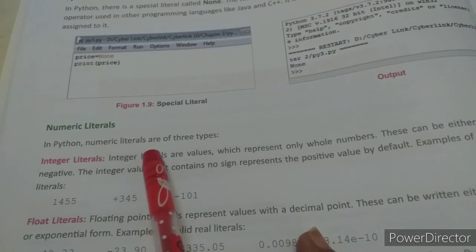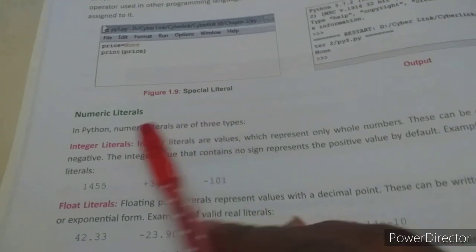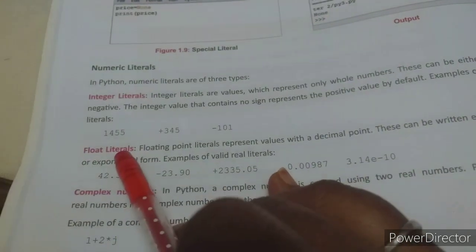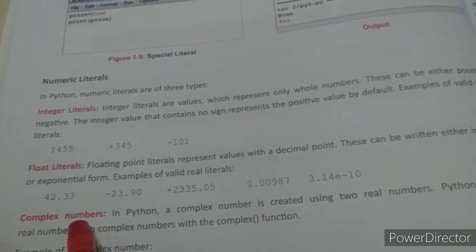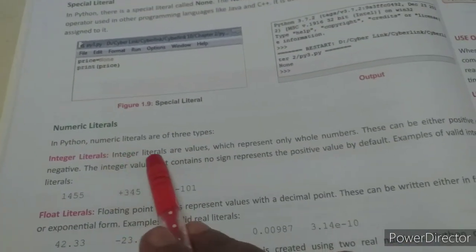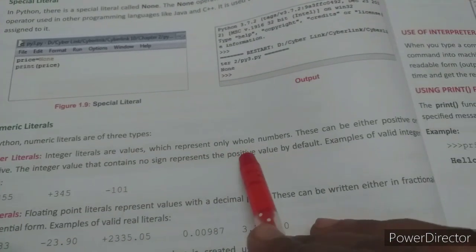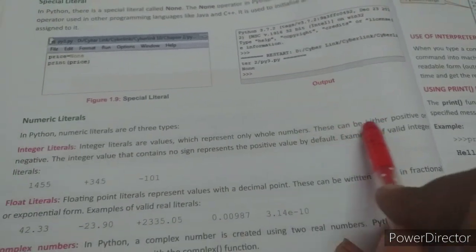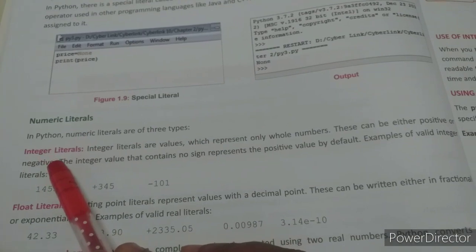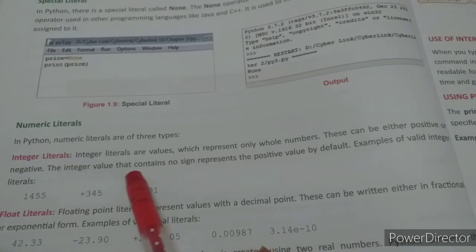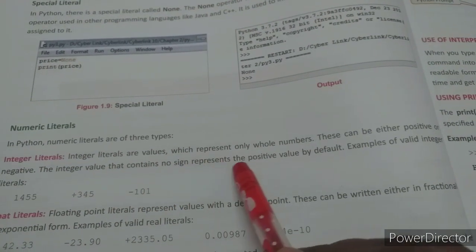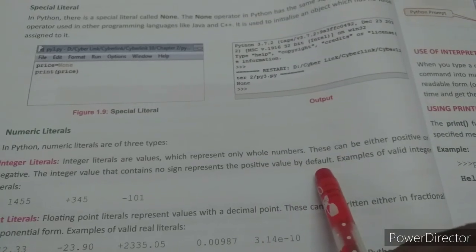In Python, numerical literals are of three types: integer literals, float literals, and complex numbers. Integer literals are values which represent only whole numbers. They can be either positive or negative. An integer value with no sign represents a positive value by default.